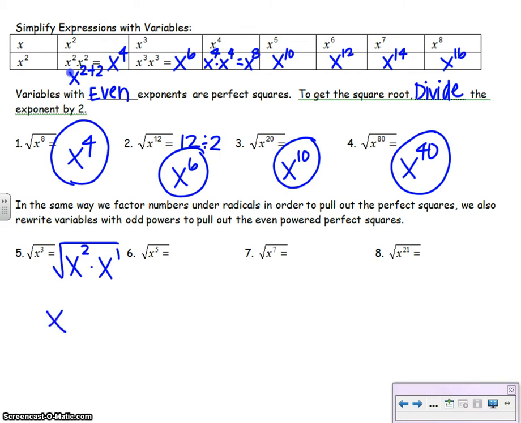So the square root of x squared is x, dividing the exponent by 2. And x to the first is not a perfect square, so we're going to leave that under the radical.